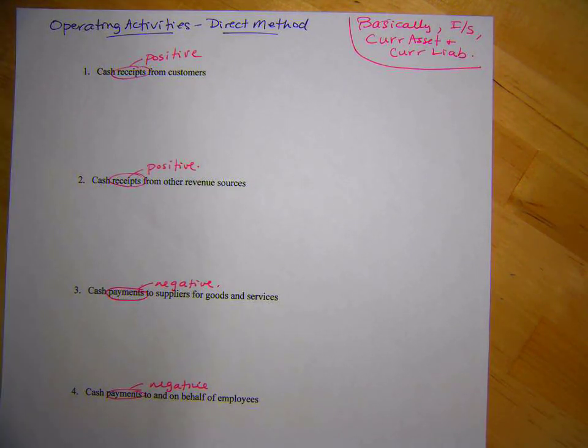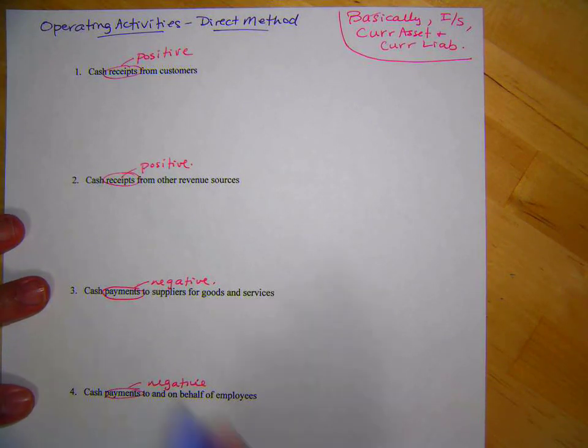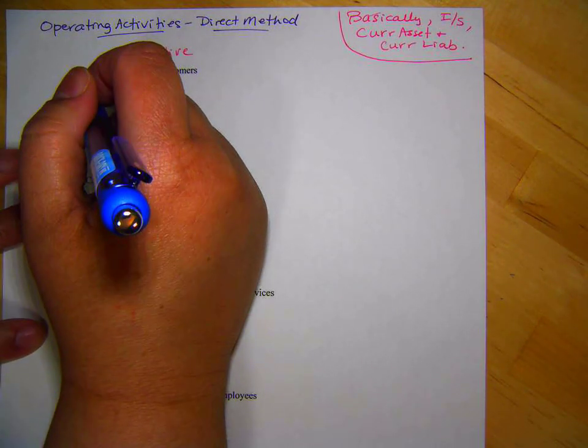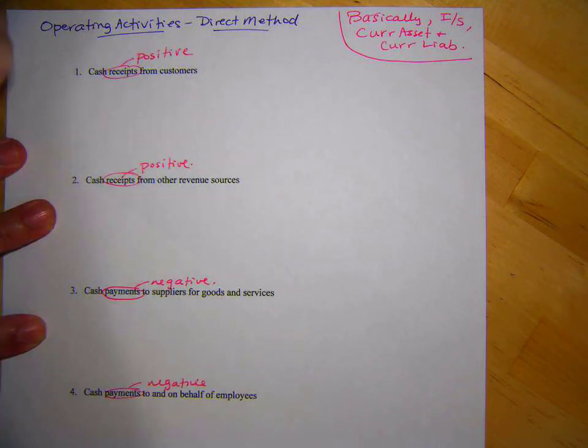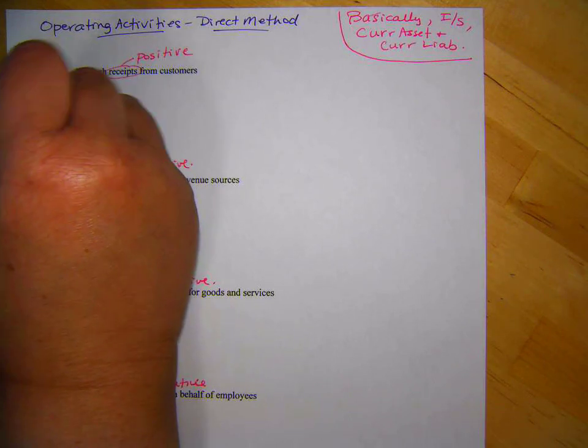So basically what you have is a number of formulas, and we're going to record these formulas so that you've got a good reference point. And I'm just looking for a different pen. Okay, so cash receipts from customers. Basically what we're going to do is start with sales. So we're looking at how much cash did we get from our customers. So we're going to start with sales.